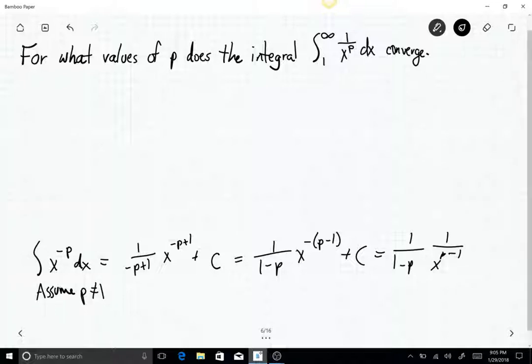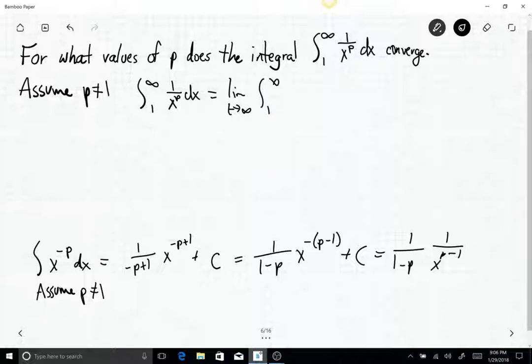So, I'm going to write up here, assume p does not equal 1. Right? Then what happens? Well, then this integral, 1 to infinity of 1 over x to the p dx, what do we get? Well, this is equal to the limit. The problem point is going to be that infinity, so we'll go limit as t approaches positive infinity, and we get integral from 1 to t.